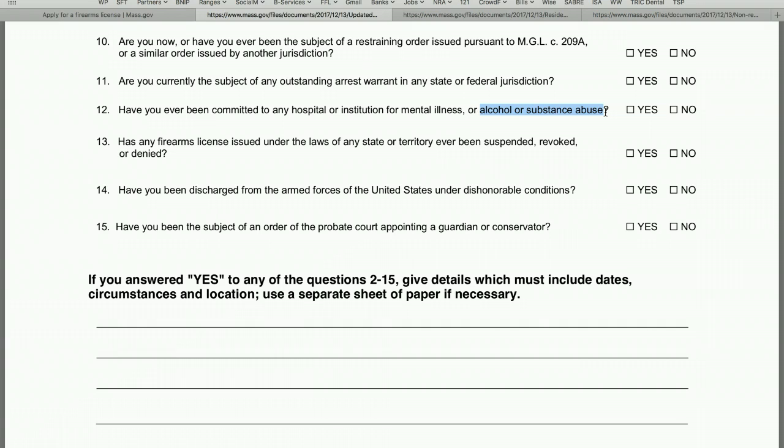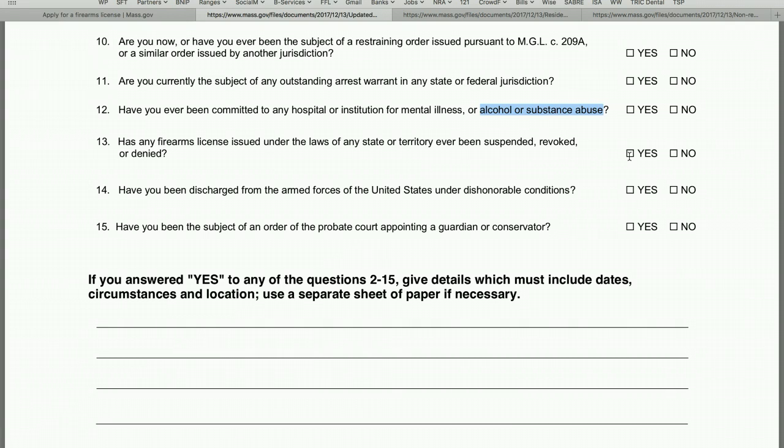All right. So, has your firearms license issued under the laws ever been suspended, revoked, or denied? Okay. So don't try to lie. If you lived in another state and things happened, make sure you write it. For me, I clicked yes on that answer because the first time I applied for a license to carry, I got denied because I didn't put all the information I needed on there. So don't lie about it. Just be honest, right? People understand.